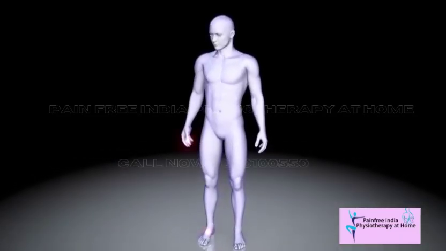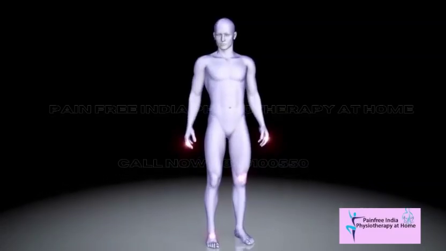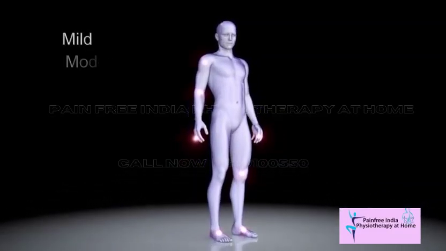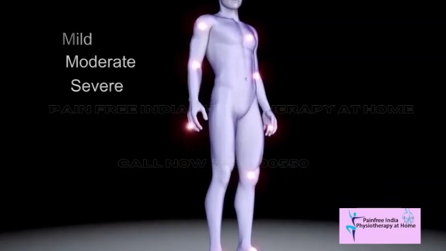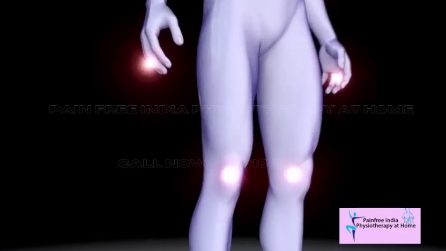Osteoarthritis is the most common form of arthritis and affects millions of individuals. It is classified as mild, moderate to severe. It affects many parts of the body, including the knee.